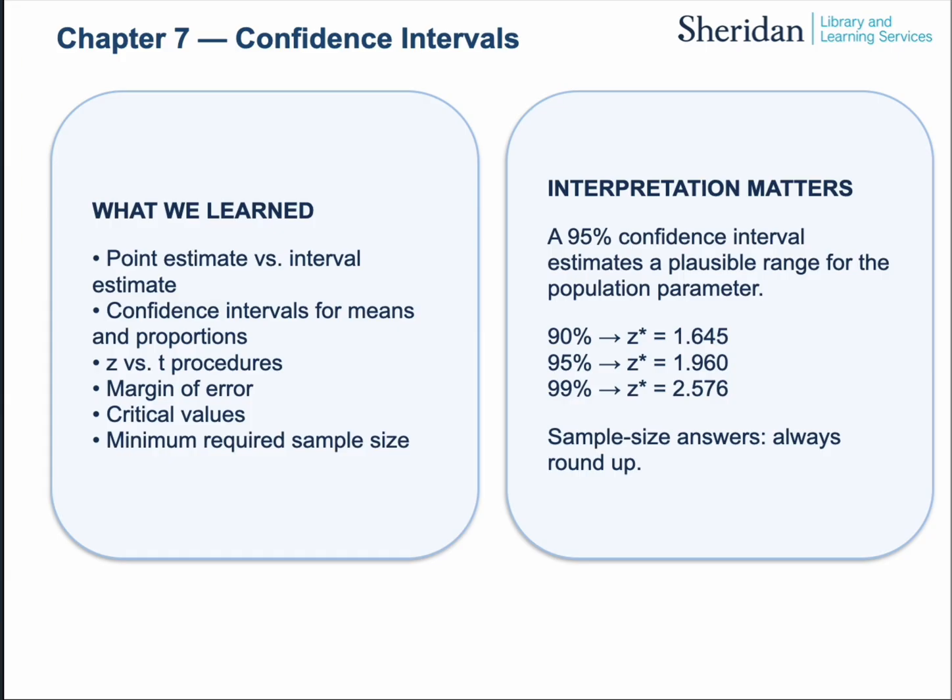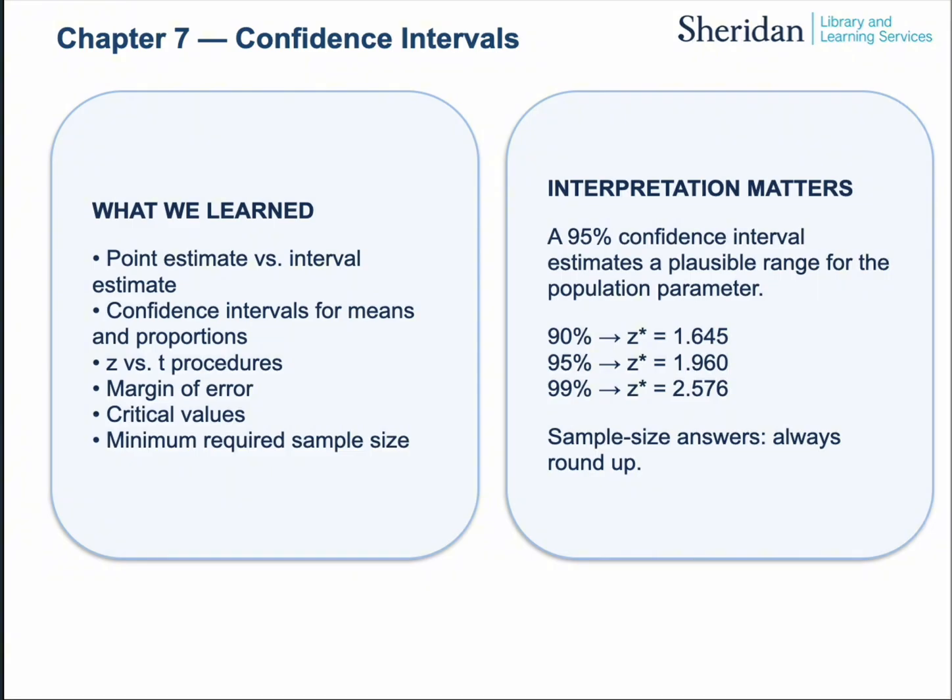The first concept we learn is the difference between a point estimate and an interval estimate. A point estimate is a single value that we use to estimate an unknown population parameter. For example, if we survey 100 students and calculate an average exam score of 76, then 76 is our point estimate. However, because we're only using a sample rather than the entire population, we know that the population mean is unlikely to be exactly 76. This is why we use an interval estimate, or a confidence interval.